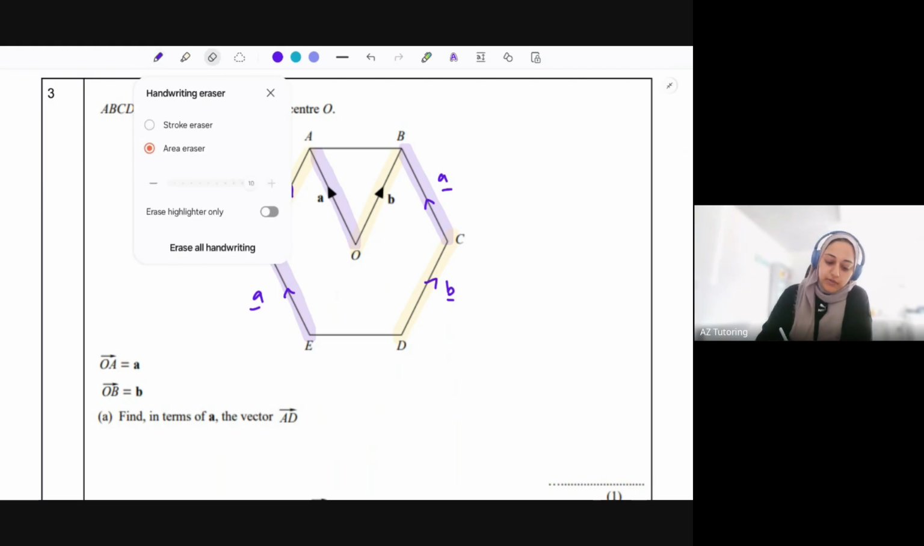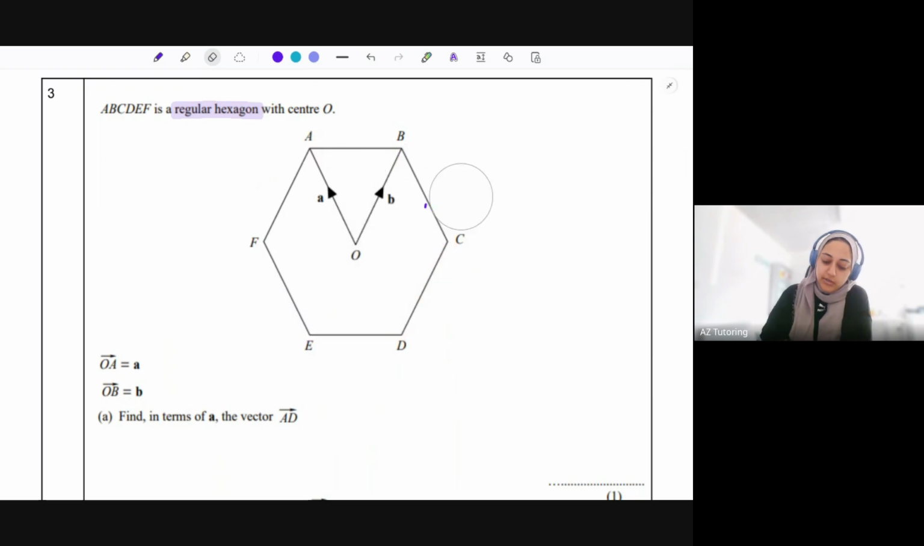I'm just going to rub that out for now, but just keep that in mind, which is why they've told us regular hexagon. And they've said center O. So O is exactly in the middle of the hexagon. So we could potentially make lines here, is what it's saying, which would be the same as these vectors here. So that's the reason why they've told us center O. So there's always a reason to tell you something in the question, I guess is the point we're trying to make here.